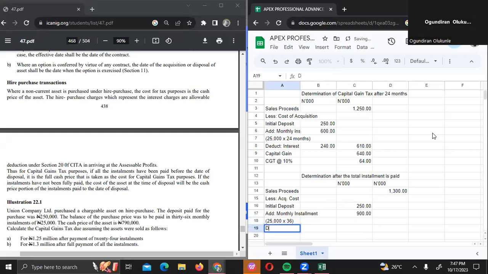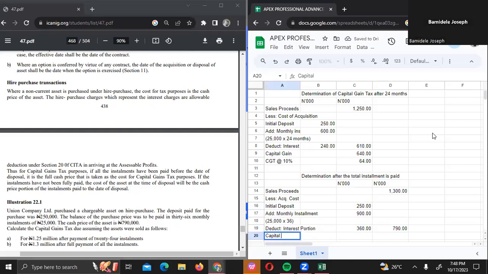And then you deduct the interest portion. How much is the interest portion? And that's 10 times 36, have you? Yes. That's 360. So if you do that, you have 250 plus 900 minus 360. And that gives you 790, Abi.